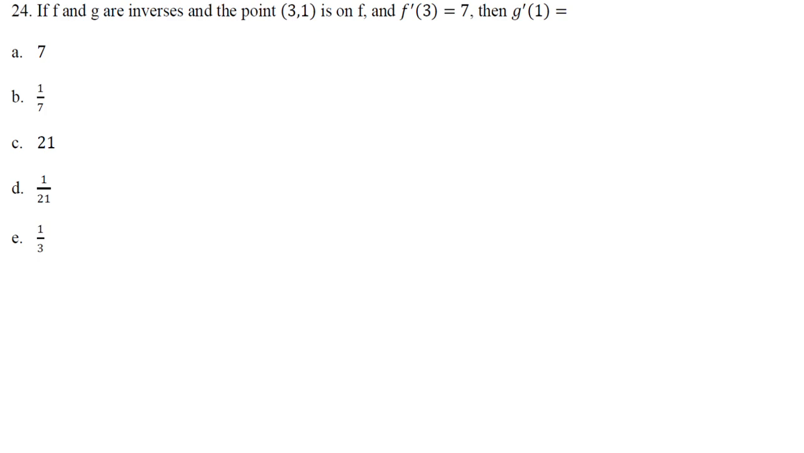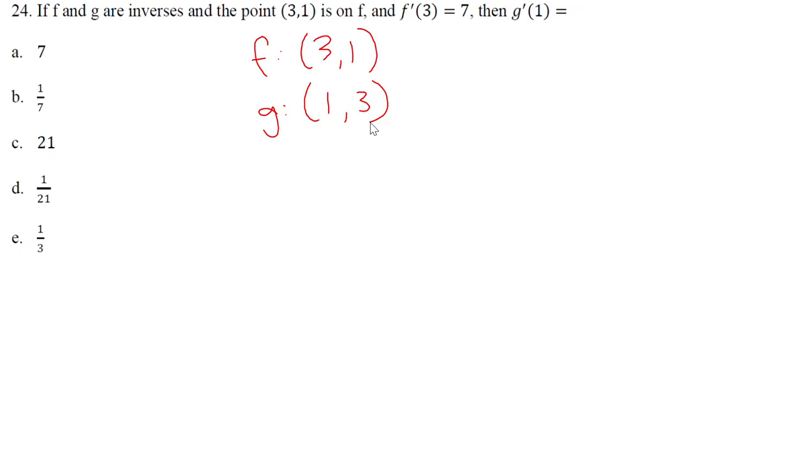Number 24 here is an inverse function question. So it says f and g are inverses. 3, 1 is on f. So f contains the point 3, 1, which we know means g contains the point 1, 3.